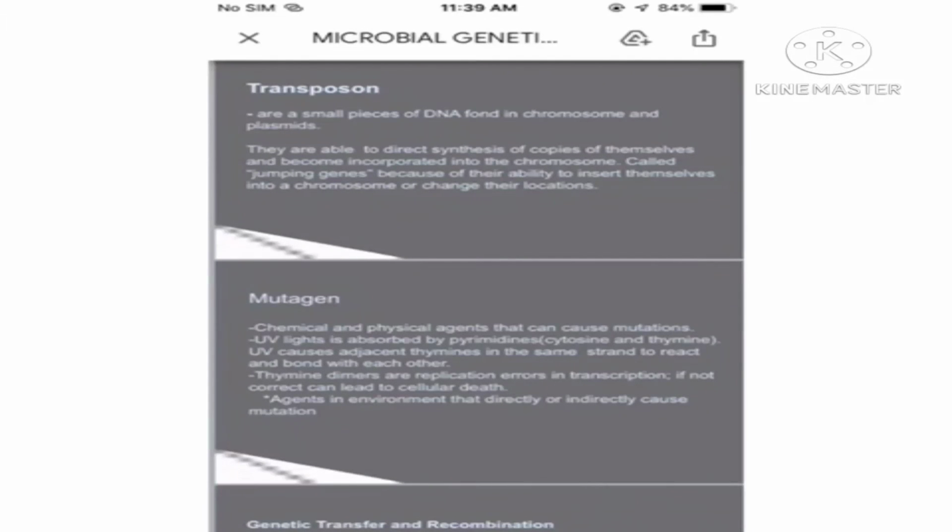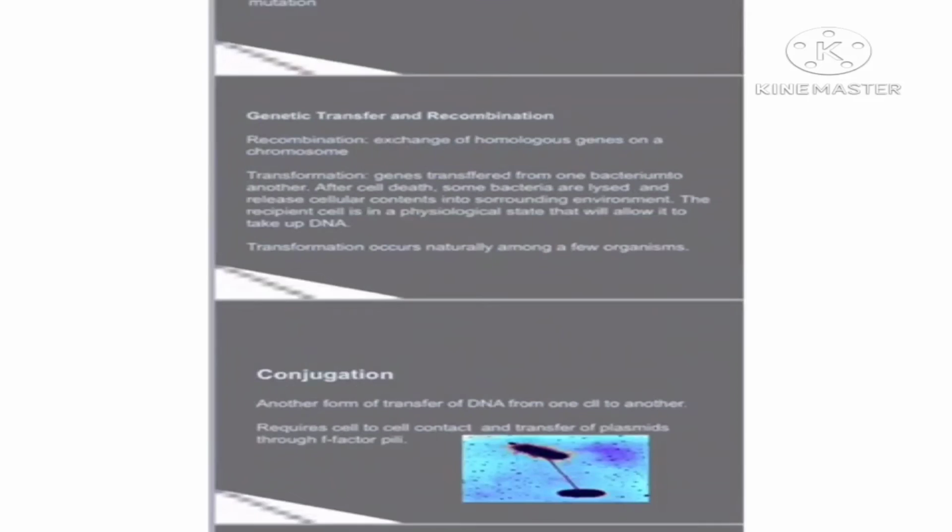Transposons are small pieces of DNA found in chromosomes and plasmids. They are able to direct synthesis of copies of themselves and become incorporated in the chromosomes, and are called jumping genes, because of their ability to insert themselves into chromosomes or change their locations.